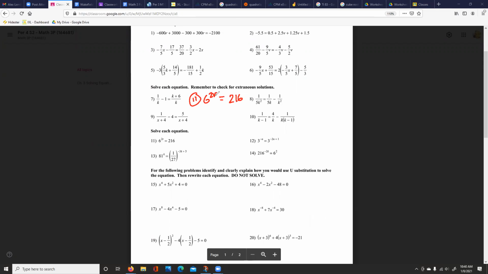Okay, how do you get rid of that 2r? Well, you don't. You need to change the 216 to a power of 6. These need to be the same base. And if you remember the slide that I told you to copy down, the perfect squares, 216 is 6 to the third power. So that's one of the reasons why I had you write it down.